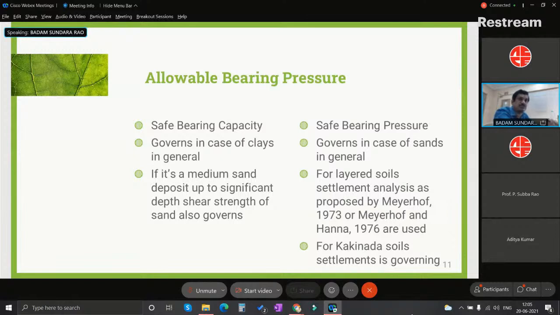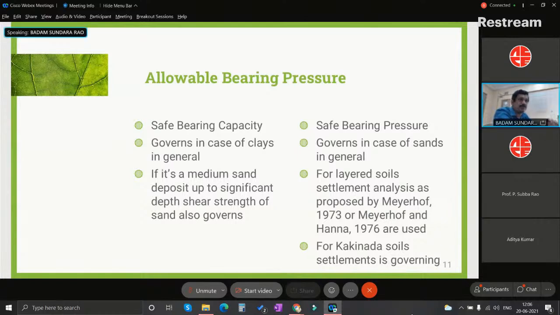Therefore, the bearing pressure pertains to a settlement criterion. Once it does not go beyond the permissible settlement as given by the code or any standard literature, it is safe from the safe bearing pressure point of view. That is, settlements are not excessive and are permissible, and for bearing capacity there is no strength failure.